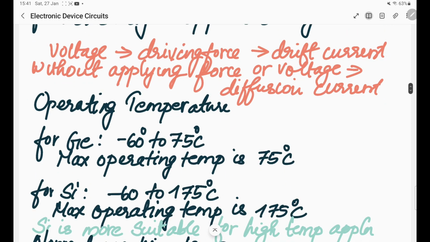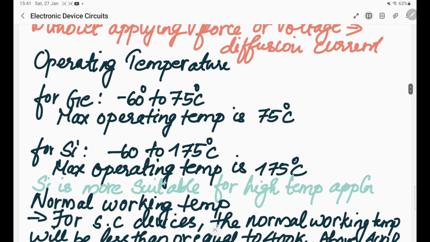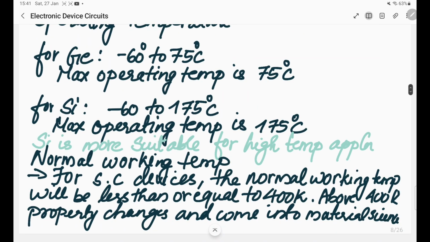And we can see the operating temperature. For germanium it is minus 60 degrees to plus 75 degrees Celsius, so the maximum operating temperature is 75 degrees Celsius. For silicon it is minus 60 to 175 degrees Celsius, so the maximum operating temperature is 175 degrees Celsius. So silicon is more suitable for high temperature applications. You can see now one of the reasons why we are using silicon.